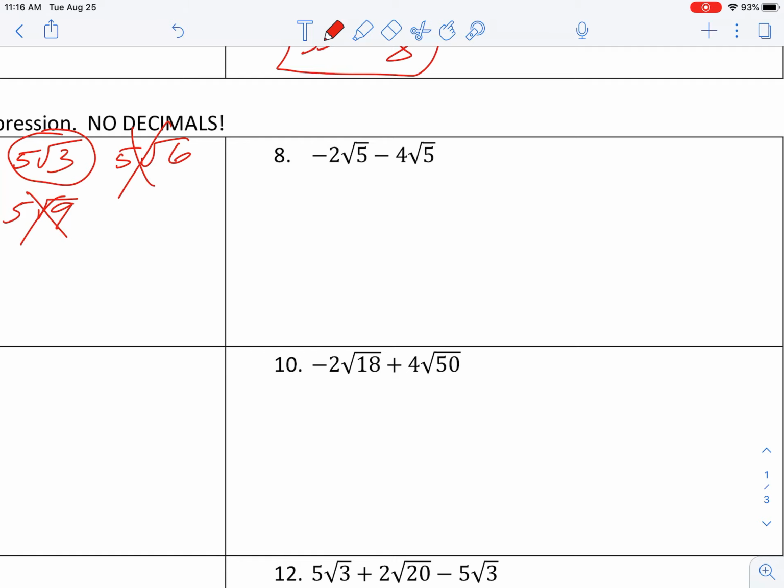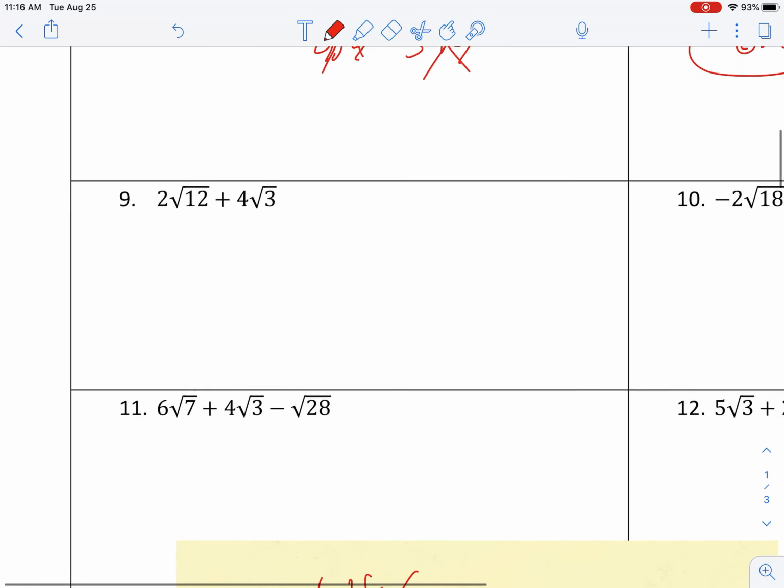Root 5, those are already like terms, so just take the coefficients out front and perform the operations, add them together. What's negative 2 plus a negative 4? Negative 2 minus 4 is negative 6. Keep the radical as is. That's it, okay? These first two are kind of simple.